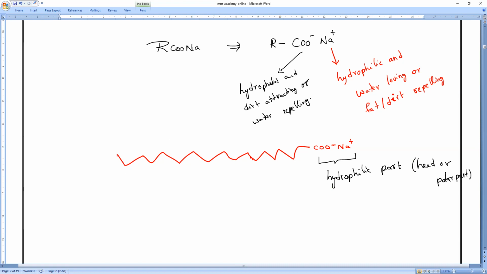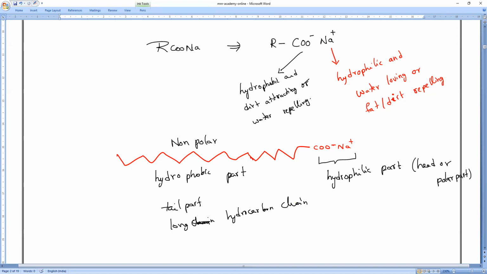Now this entire non-polar part we call the hydrophobic part, and it is a long hydrocarbon chain, or a tail part. We can say tail part, or long carbon chain, or long hydrocarbon chain. So this is what we call the soap structure.